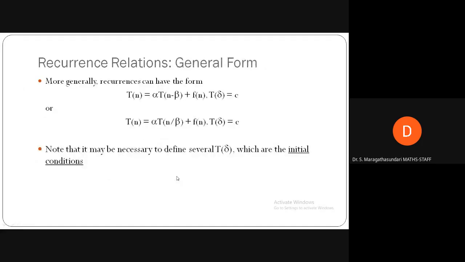So what is the recurrence relation in general form? Recurrences can have the form T of n is equal to alpha into T of n minus beta plus f of n, and T of delta is equal to C. All these are initial conditions, so we have to define this T of delta. In various concepts we have to refer to T of delta, as it plays an important role in initial conditions.